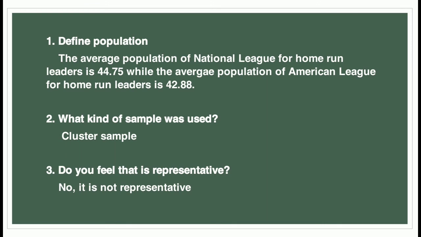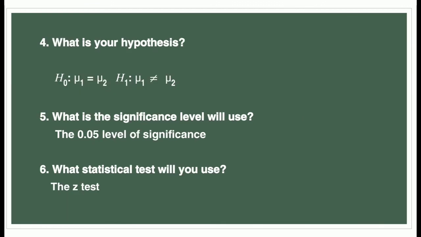The second question is, what kind of sample was used? The kind of sample used is cluster. Third question is, do you feel that it is representative? For us, it is no. It is not representative. The fourth question is, what is your hypothesis? In null hypothesis, mu sub 1 is equal to mu sub 2. In alternative hypothesis, mu sub 1 is not equal to mu sub 2. The fifth question is, what is the significance level we will use? The significance level we will use is 0.05.